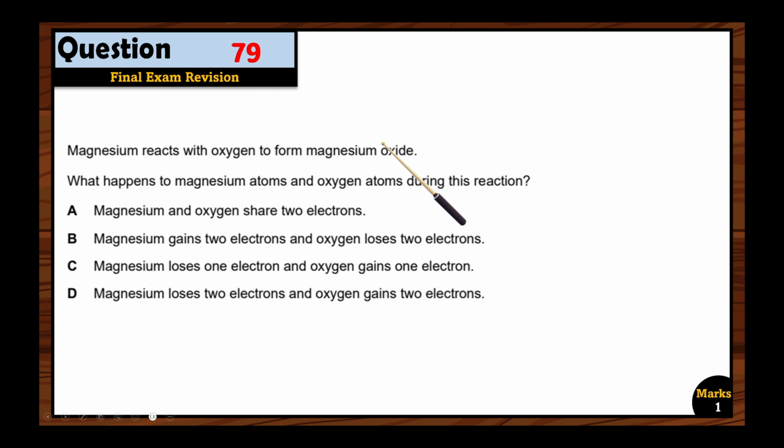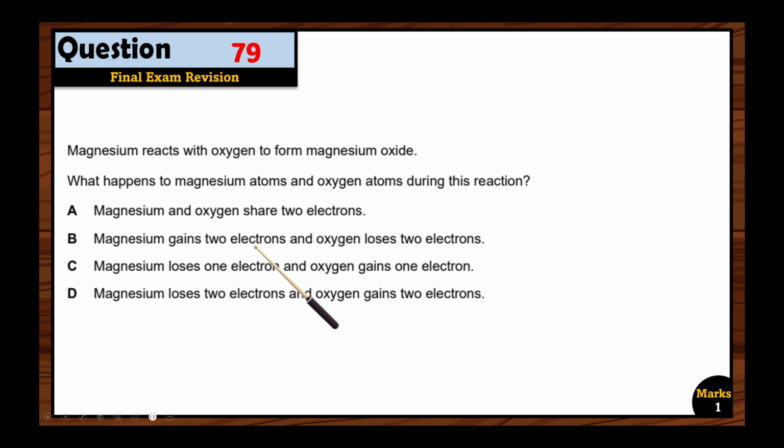Magnesium reacts with oxygen to form magnesium oxide. What happens to magnesium atoms and oxygen atoms during this reaction? Now, magnesium and oxygen share two electrons. Again, you see the word share. That's wrong because magnesium, metal, oxygen, non-metal. That's an ionic compound. Ionic compounds never share electrons. So whenever you see the word share for ionic compounds, just reject that option.